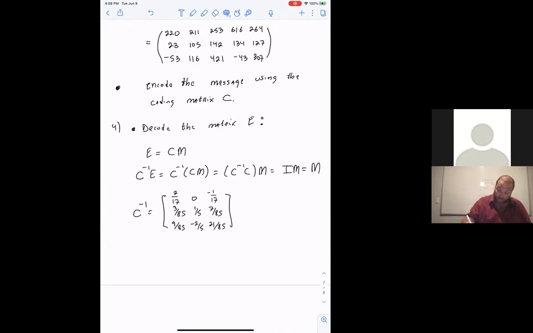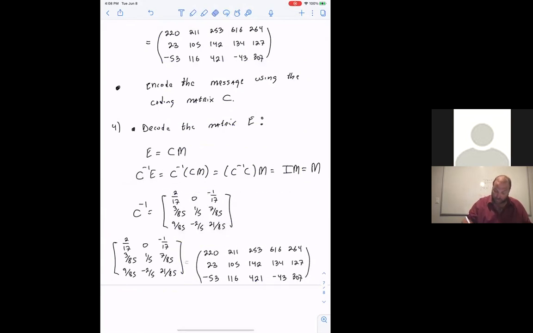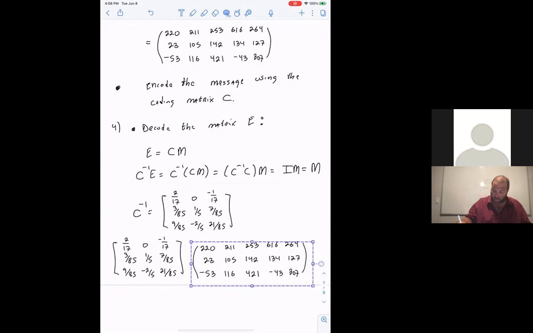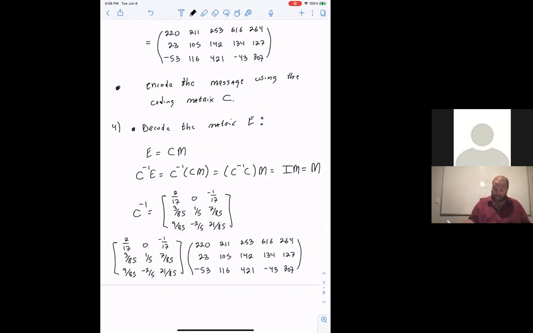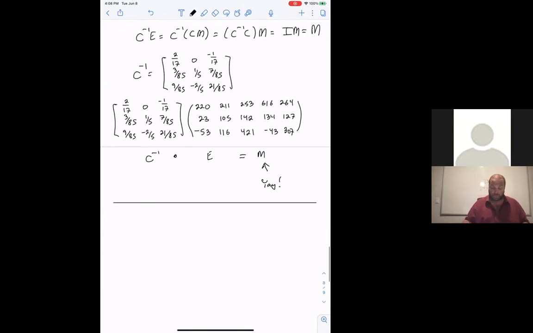So I'm going to take this and duplicate it. And then I'm going to take this and duplicate it without the equal sign. So if I take C inverse times E, I get my original matrix M. Yay. Then I get to read it, and I get my original message back. Encoding and decoding matrices.